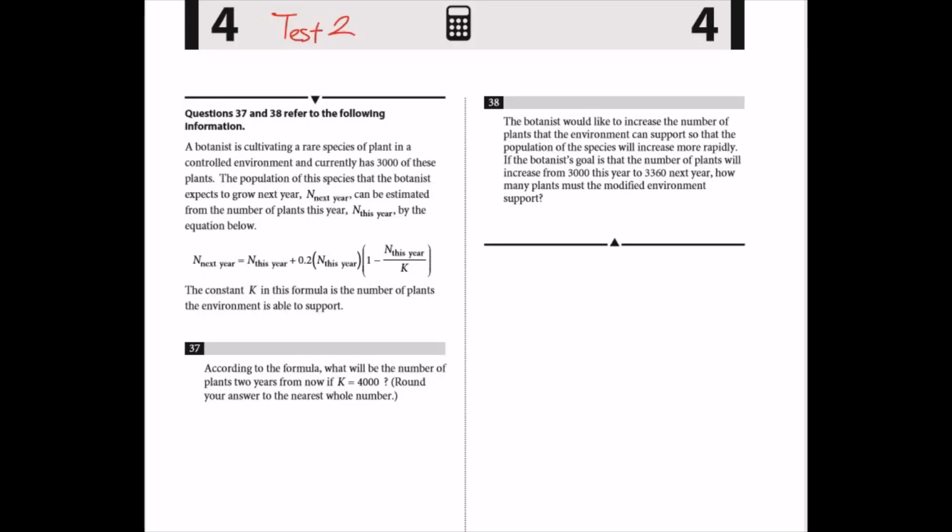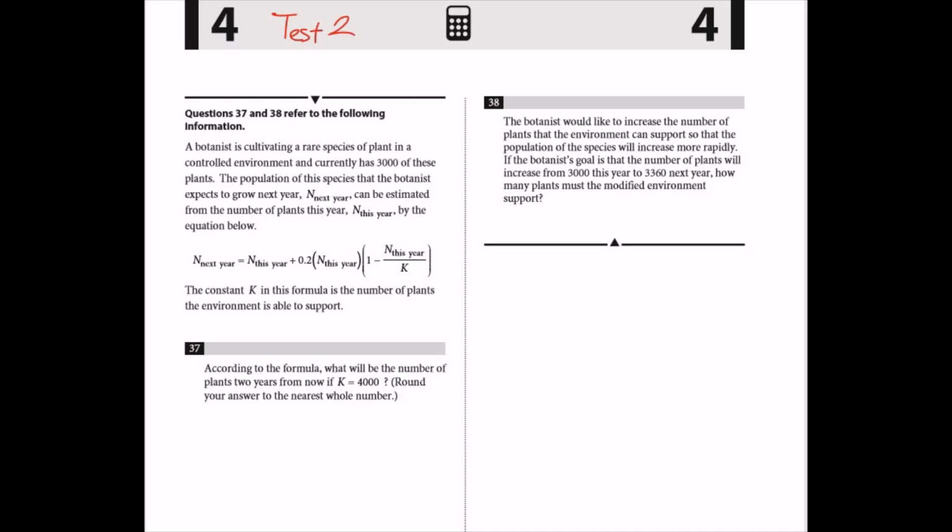Question number 37. A botanist is cultivating a rare species of a plant in a controlled environment and currently has 3,000 of these plants. The population of these species that the botanist expects to grow next year can be estimated from the number of plants this year by the equation below. The constant K in this formula is the number of plants the environment is able to support.